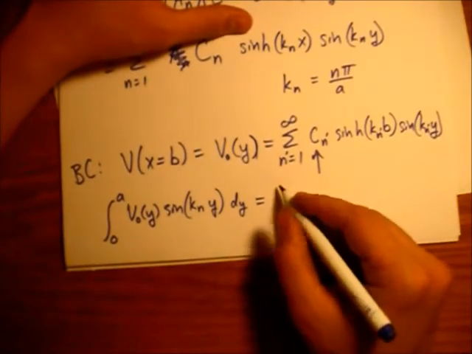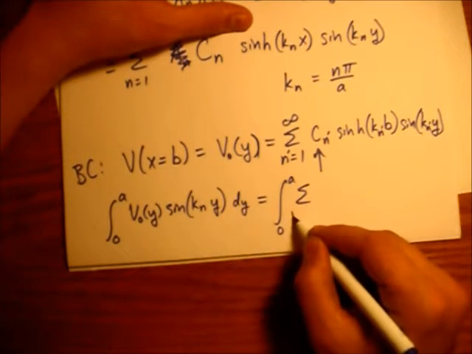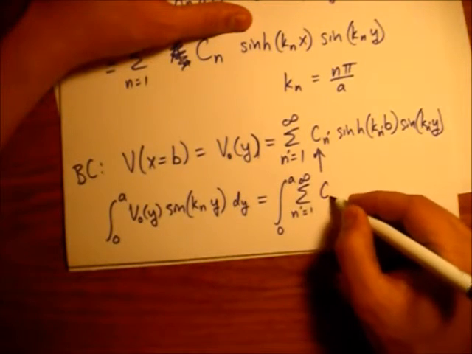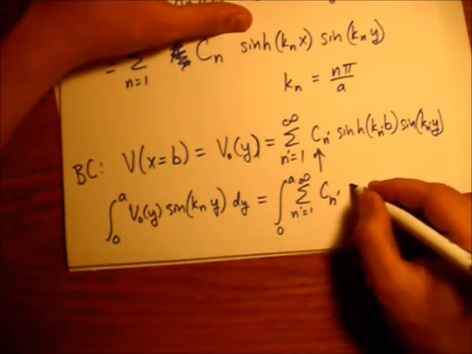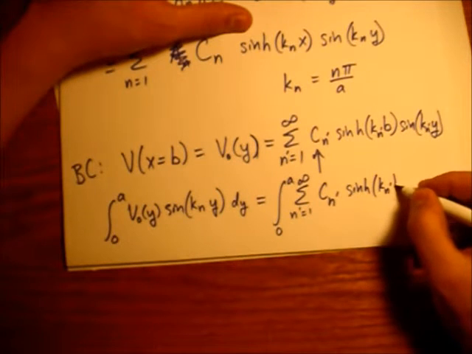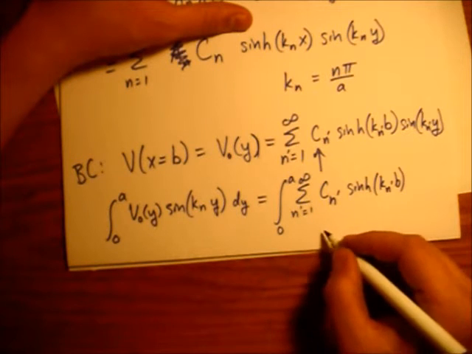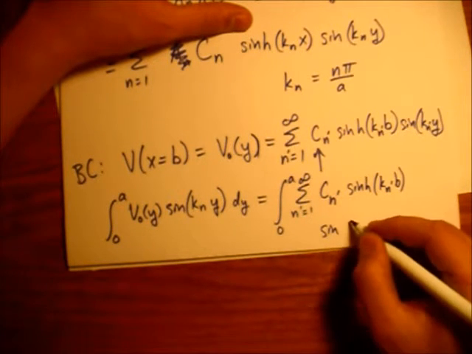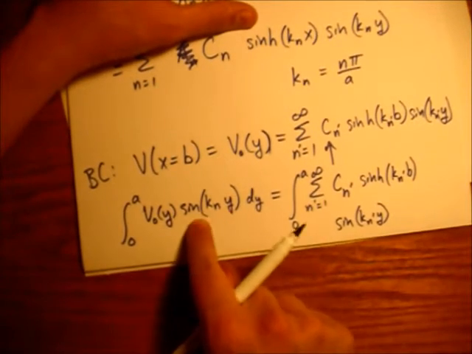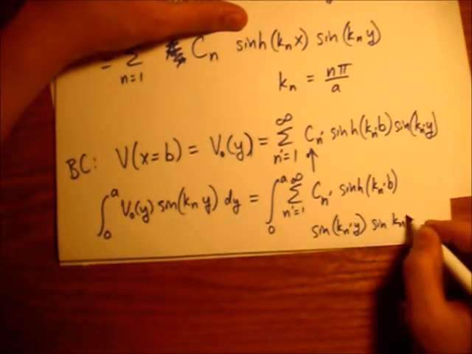So this will also be an integral, 0 to a. And again, these are the n prime components. We have our C n prime, a hyperbolic sine of k sub n prime b, and these are just still multiplied on. We'll have our sine of k sub n prime y. And now we have this thing that we're multiplying on, which is sine of k sub n, without the prime, y.